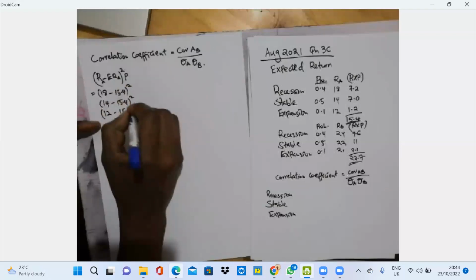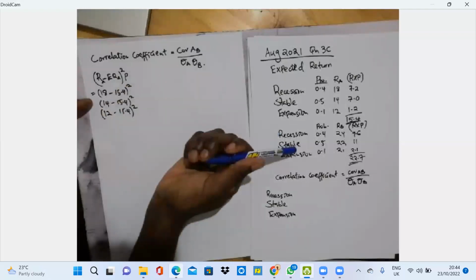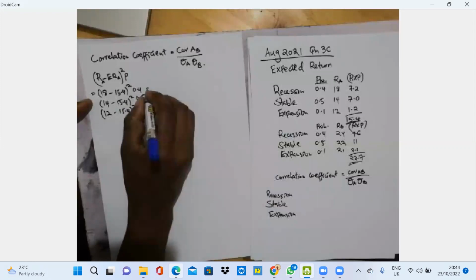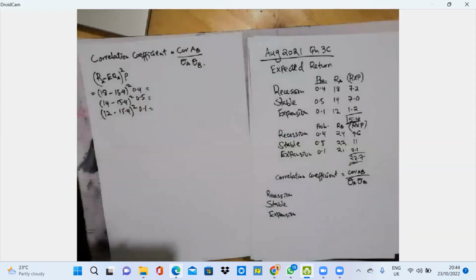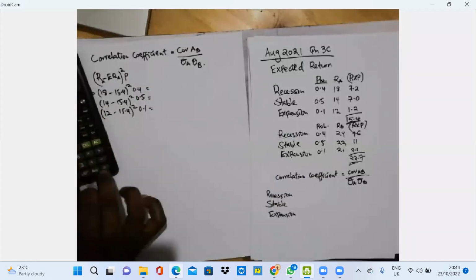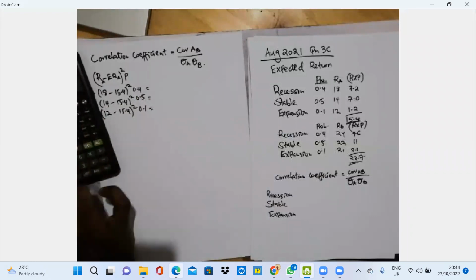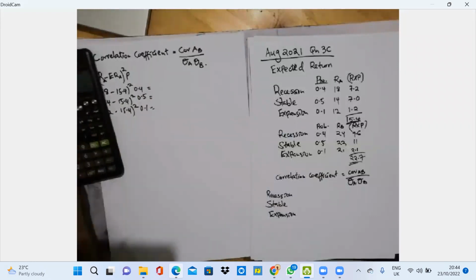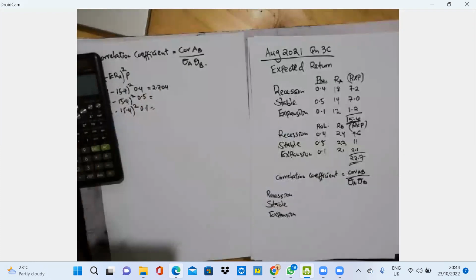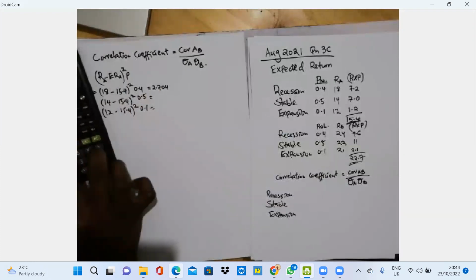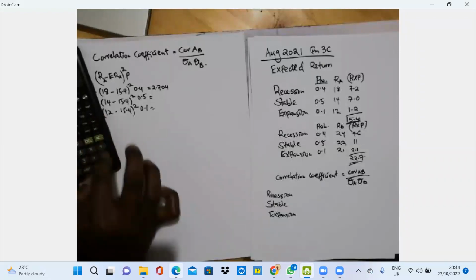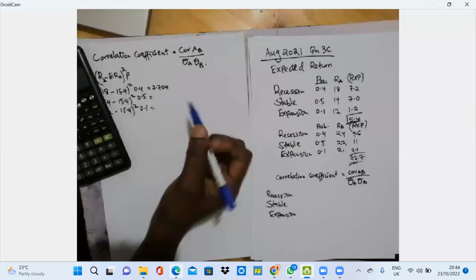Then we square and multiply by the probabilities 0.4, 0.5, 0.1. So 18 minus 15.4 squared multiplied by 0.4 gives 2.71. Then 14 minus 15.4 squared multiplied by 0.5 gives 0.98.